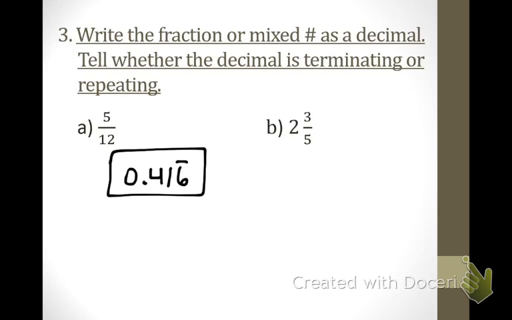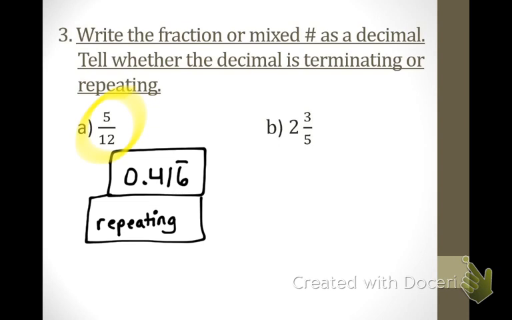Is that repeating or is that terminating? It's repeating. Anytime that you have that repeating line, that line on top of a number, that's telling you right there that it is a repeating number. This one does not look exactly like this one does. What's the difference between this one and that one? One of them is a mixed number. I need to make that look like a fraction. How do I make that a fraction?